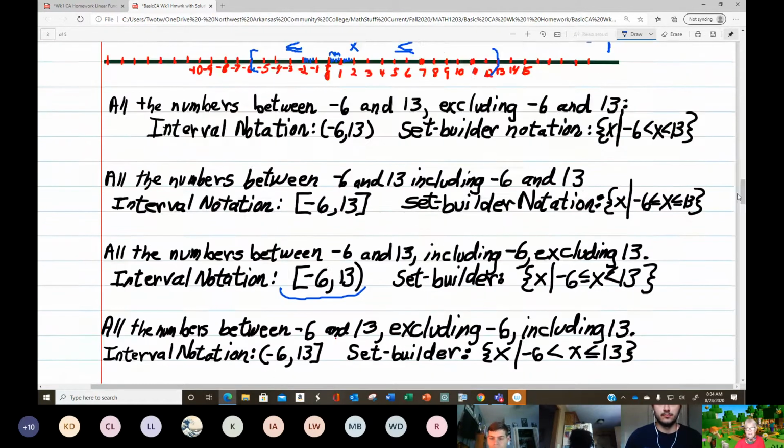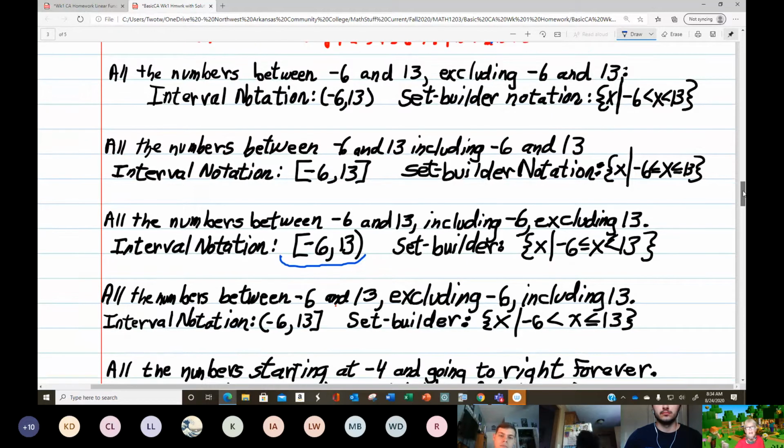Now, this is a pretty good example to give you the basics of how to write interval notation and how to write set builder notation. You've done interval notation before, but whether you've really looked seriously at set builder notation depends on where you went to school.